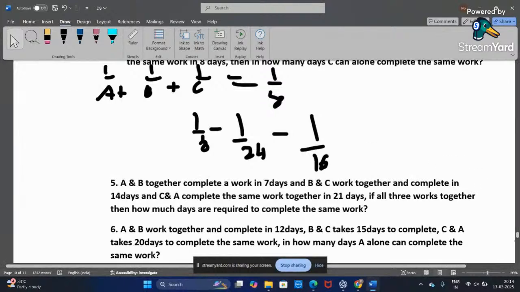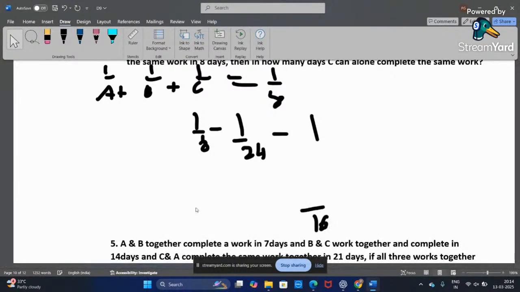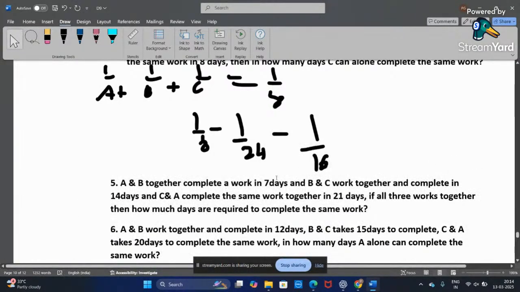First, for this, you need to find the LCM, and you have to write the numerator's value. Then you will get the final answer.